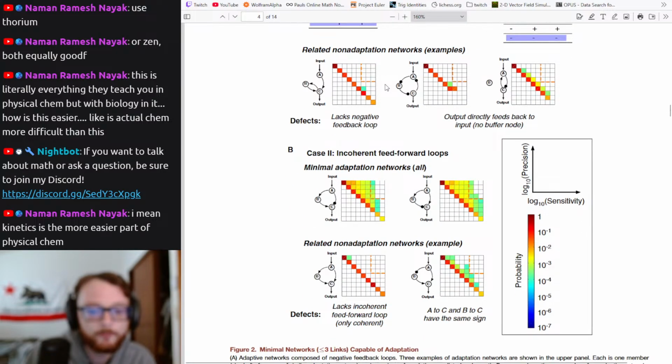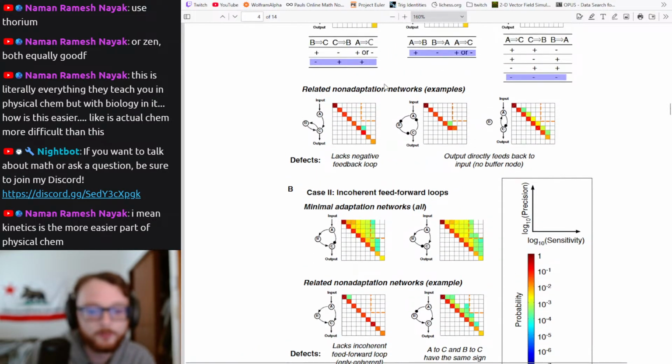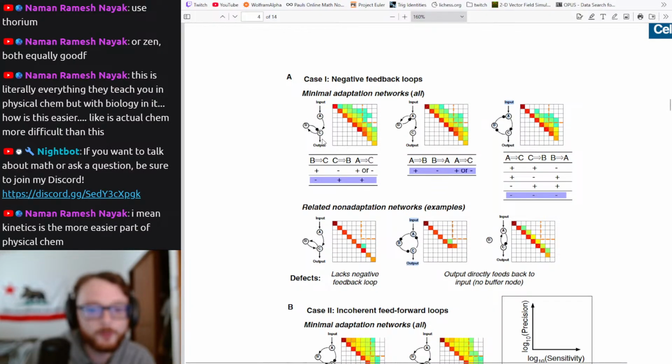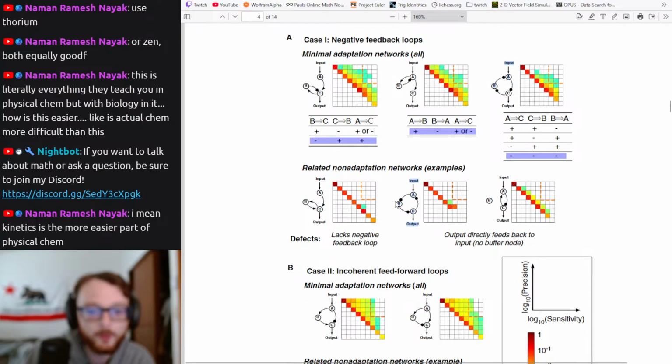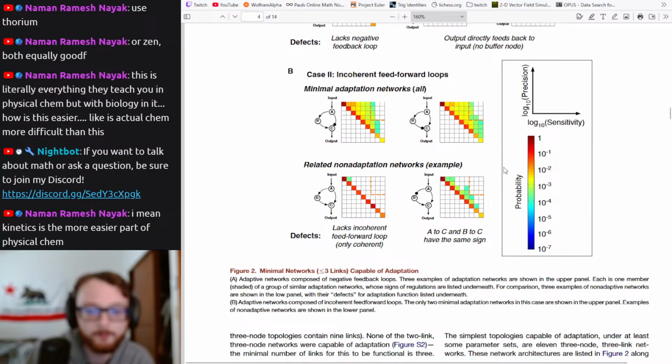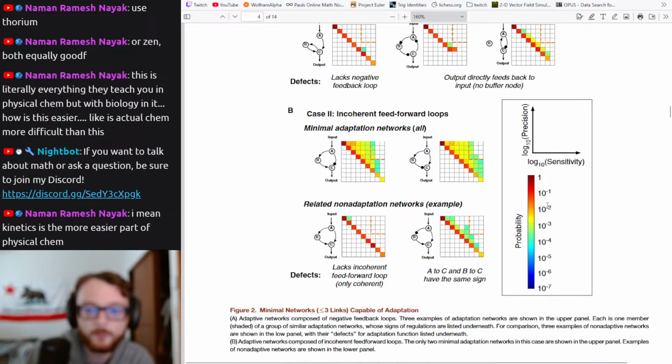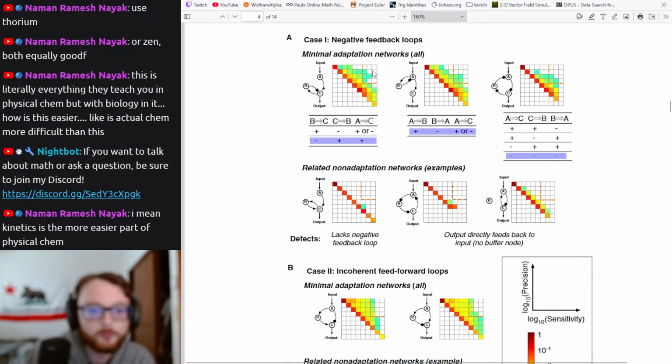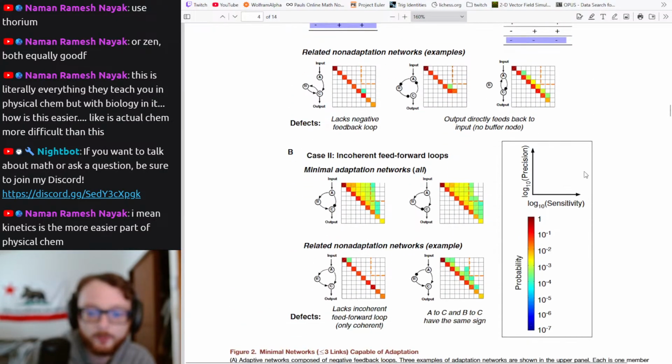Oh wait, no. Some of these are non-examples. So these first 3 are good examples for negative feedback loops. The second 3 are not examples of what we want. And the difference is we want this box in the upper right for each plus to have color in them that represents the probability of successfully adapting. And so these ones all have at least some probability.